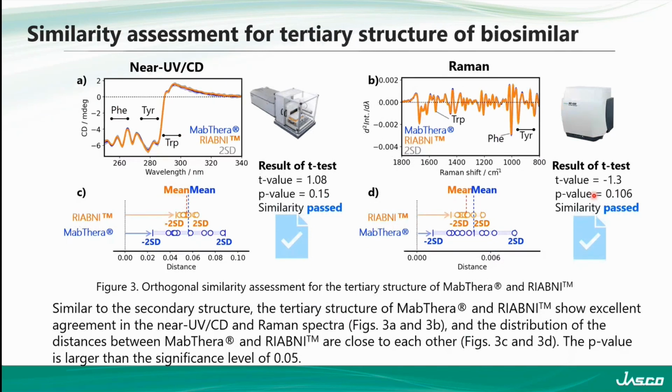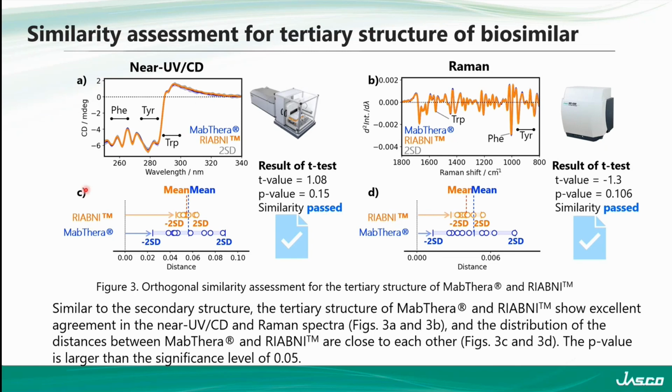Now we're going to turn to tertiary structure, once again of Reabni and MabTera, the biosimilar and the innovator molecule. For monoclonal antibodies in particular, tertiary structure is usually what's employed to determine whether two materials are different, because it operates much more like a fingerprint. From what I've seen personally in the materials that I've run, secondary structure of monoclonal antibodies can tend to look the same, but the tertiary structure is really where the differences are highlighted the most.